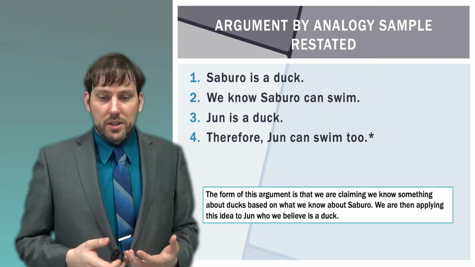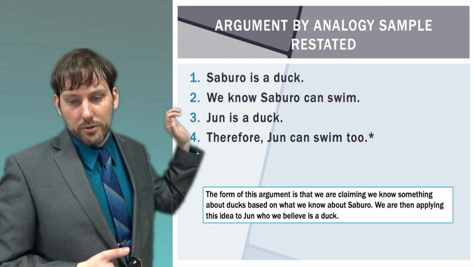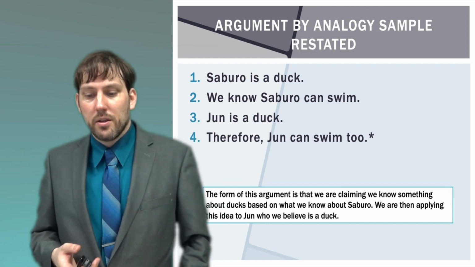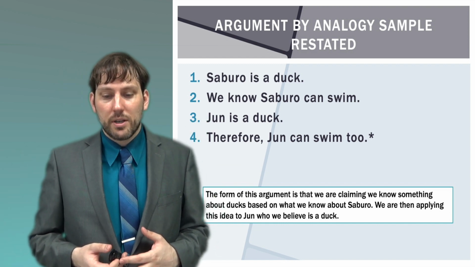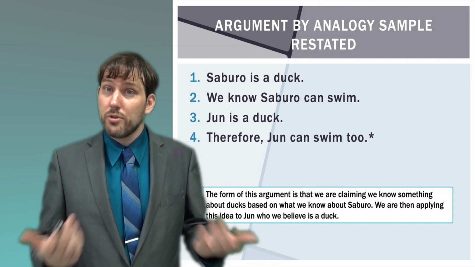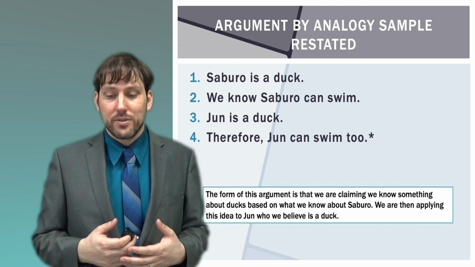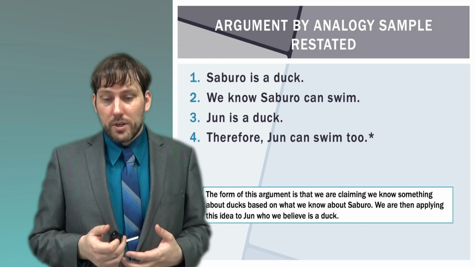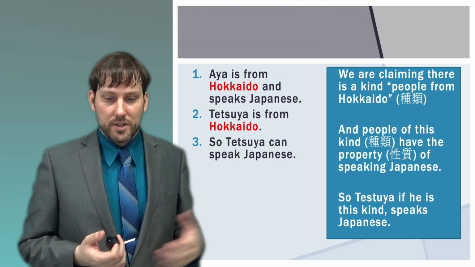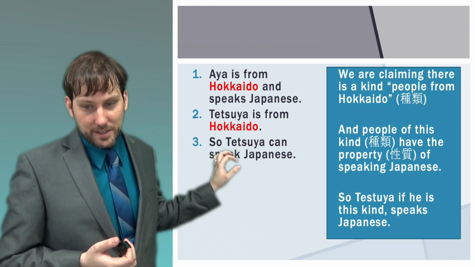So we're going to restate that. Saburo is a duck. We know Saburo can swim, Jun is a duck, therefore Jun can swim too. The form of the argument is that we're claiming that we know something about ducks based on what we know about Saburo, and then we're saying, well, Jun's a duck too, and we're extending it to Jun. Okay? Here's a similar one. We're going to say Aya is from Hokkaido and speaks Japanese. Tetsuya is from Hokkaido, so Tetsuya can speak Japanese.